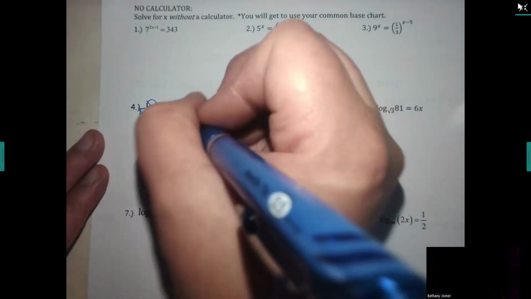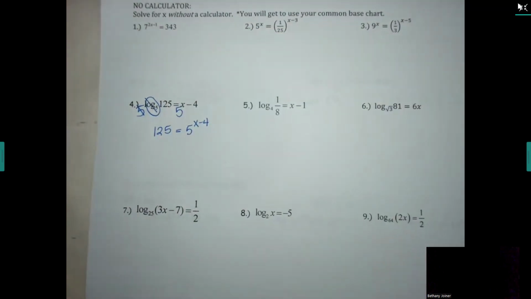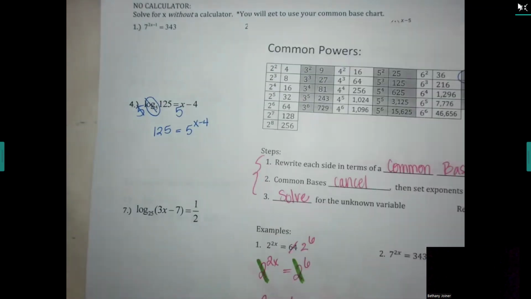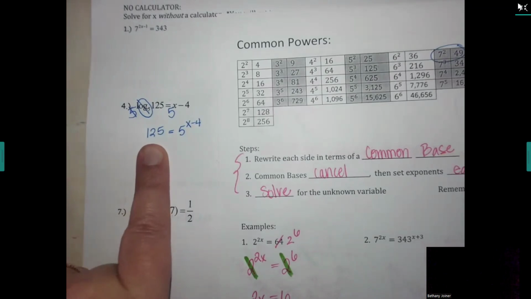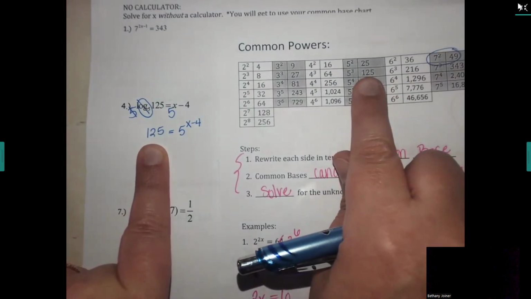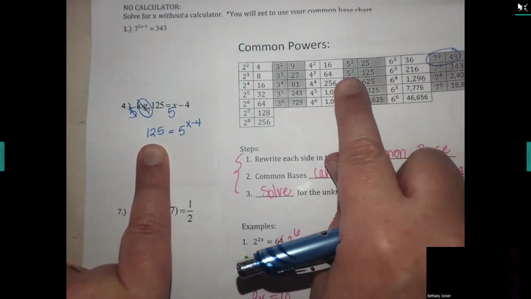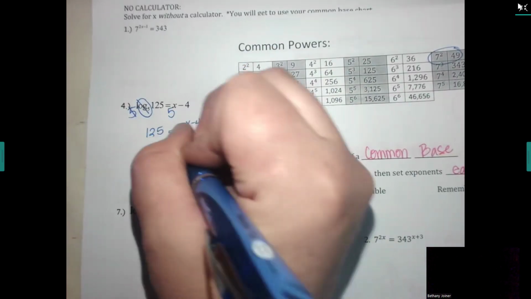125 equals 5 to the x minus 4. Then you're going to go to your chart. Okay, we are looking for 125 and we are wanting to convert it to a base 5. So if you look right here, 125 is equal to what base on a 5? 5 to the 3. So you'd have 5 to the 3.